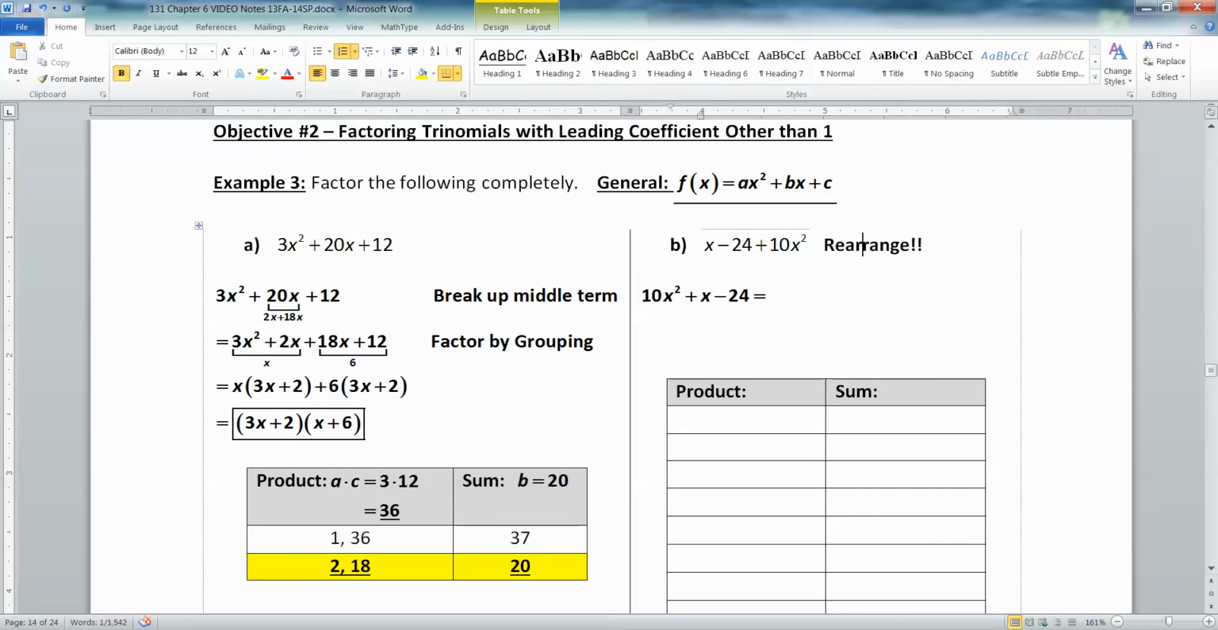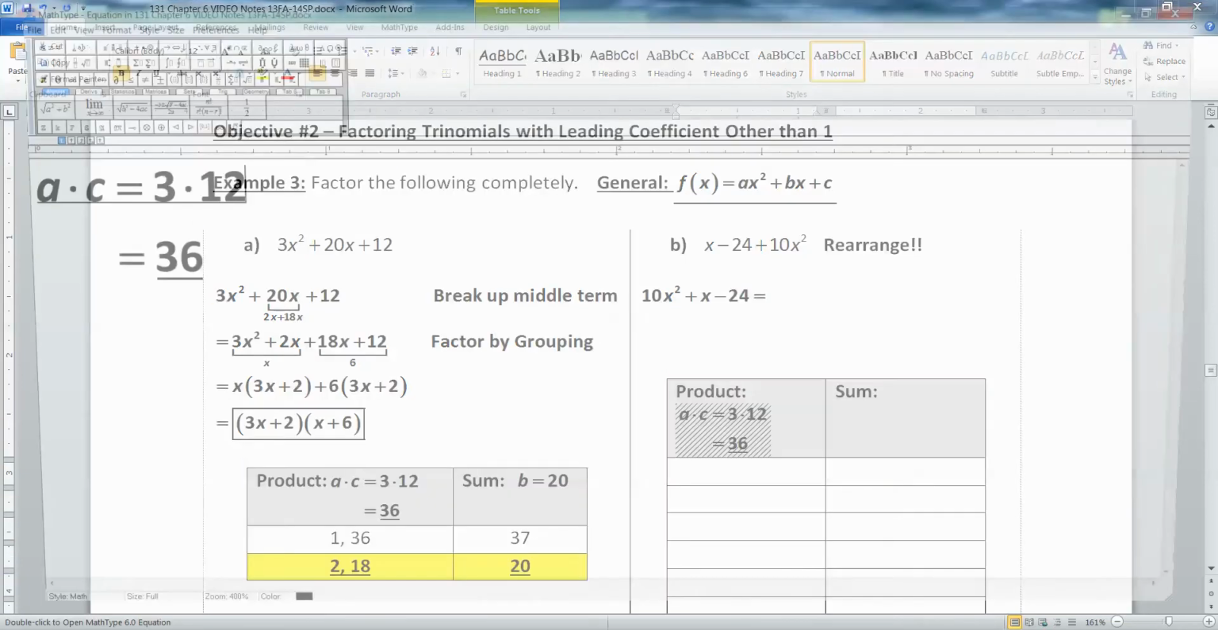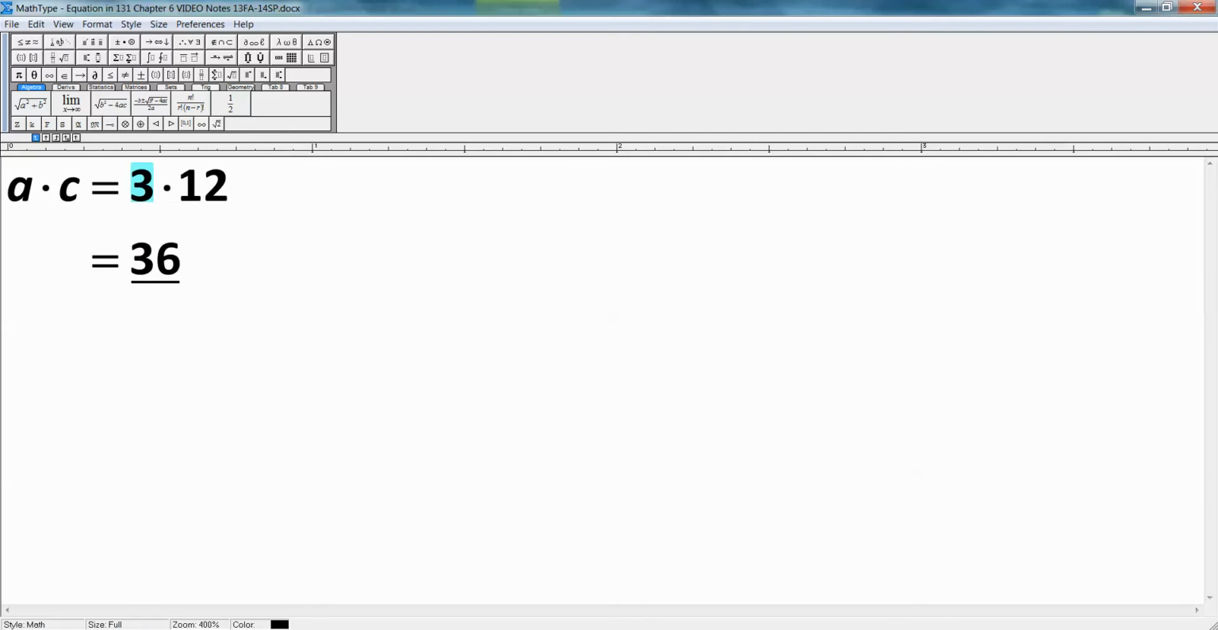So for letter B, we're going to rearrange it first. So put the 10x squared in front, then the x, then the 24. We want it to be in this general form here, where the x squared's in front, then the x is next, and then the number. Okay, so I need numbers that'll multiply to a times c, which is, in this case, 10 times negative 24, which is negative 240. Hello, problems.